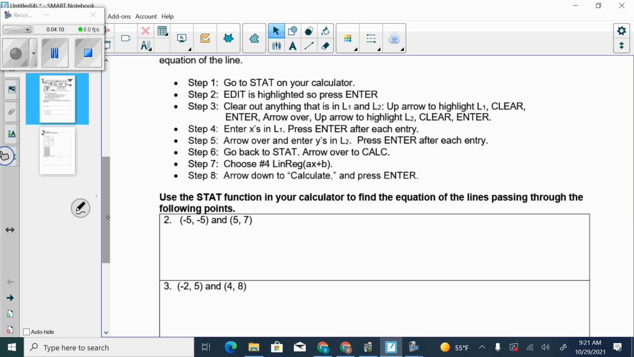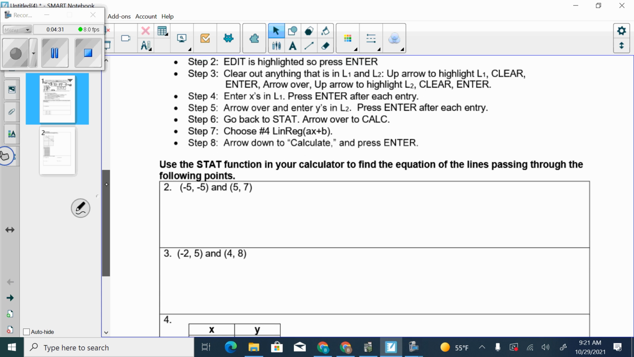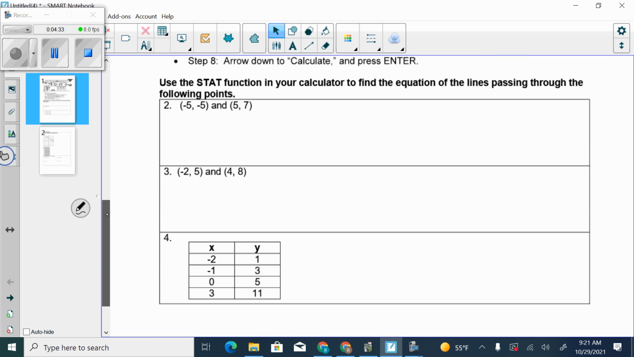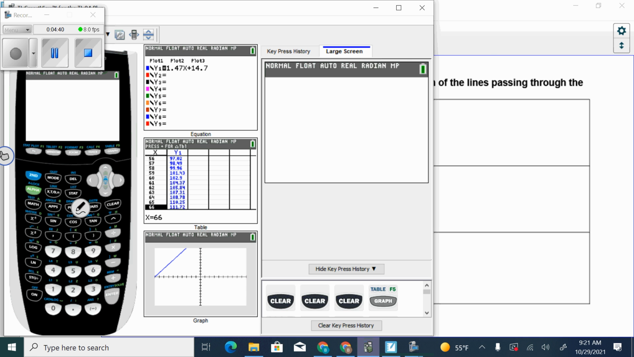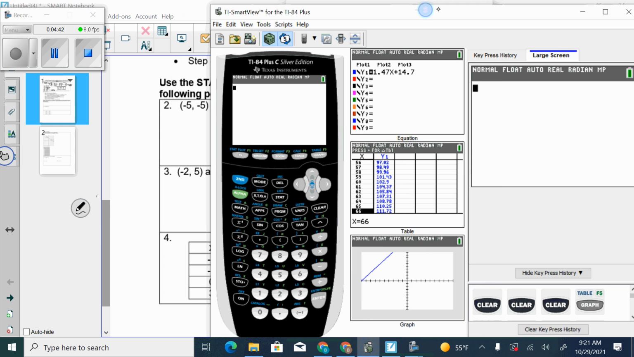Step 5 is to arrow over and enter your y's in list 2, pressing enter after each value. And then step 6 is to go back to stat. This time, arrow over and highlight the word calc, and then choose number 4 that says linear regression, in parentheses ax plus b. Arrow down to the word calculate, and press enter. Okay, so we're going to give that a try on these problems down here. Okay, so we got our list over here in front of us, so I'm going to pull up my calculator.